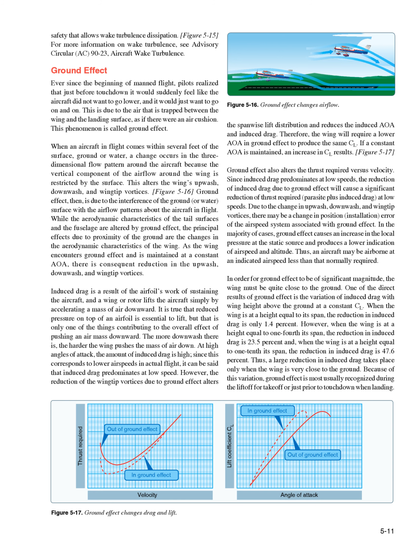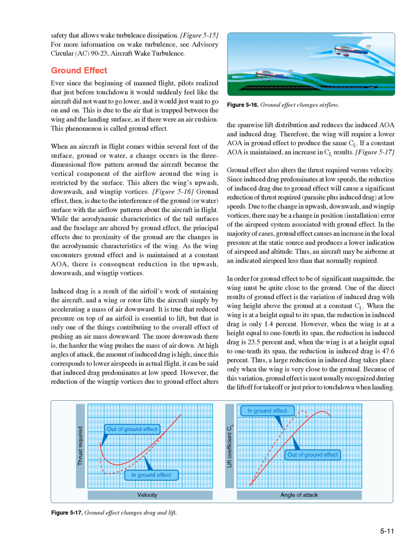At high angles of attack, the amount of induced drag is high. Since this corresponds to lower airspeeds in actual flight, it can be said that induced drag predominates at low speed. However, the reduction of the wingtip vortices due to ground effect alters the spanwise lift distribution and reduces the induced AOA and induced drag. Therefore, the wing will require a lower AOA in ground effect to produce the same CL. If a constant AOA is maintained, an increase in CL results.